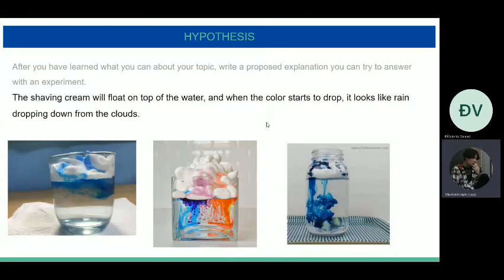Our hypothesis is that the shaving cream will float on top, and when the color drops down, the cup will somehow be the same as raindrops falling from the sky. We also predict that the ice glass will be much slower and harder to dissolve, but after seeing the result, there's still room for error in our prediction.